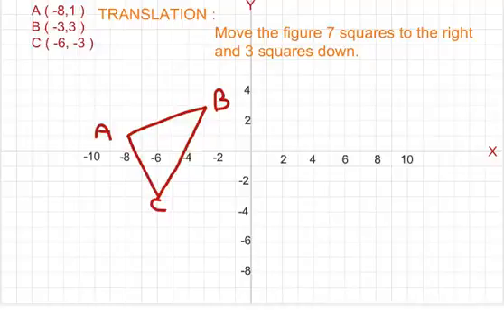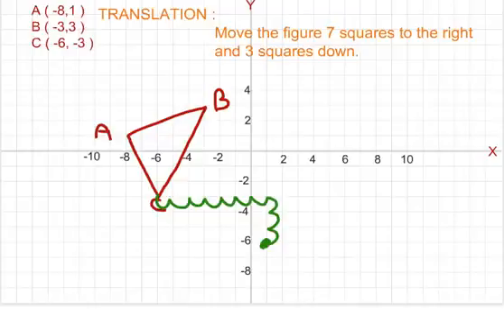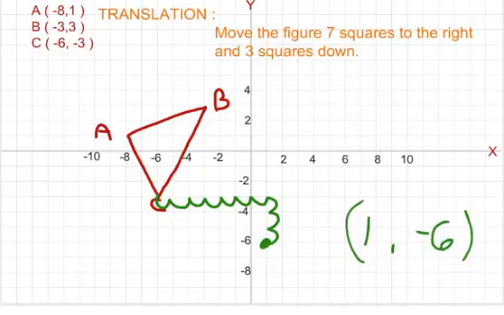So I have seen students doing it with bumps with their pencil, so here it goes. If I'm moving C 7 squares to the right, I'm counting 1, 2, 3, 4, 5, 6, 7, and then 3 squares down, 1, 2, 3. It gives me a new location. So it is now located at (1, -6), and I write C prime. As you can see, it's written C apostrophe. That is C prime.